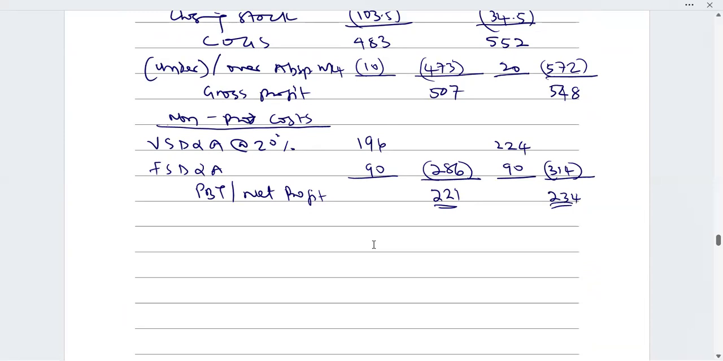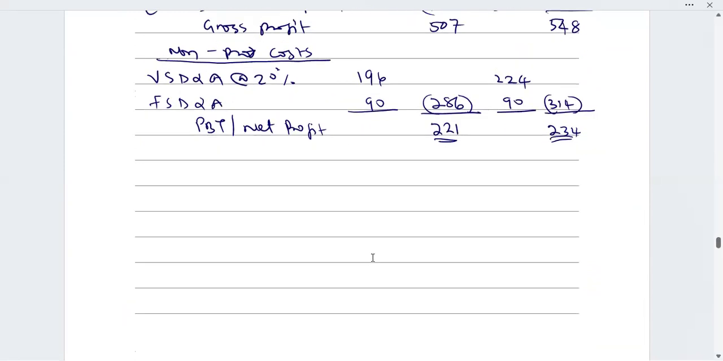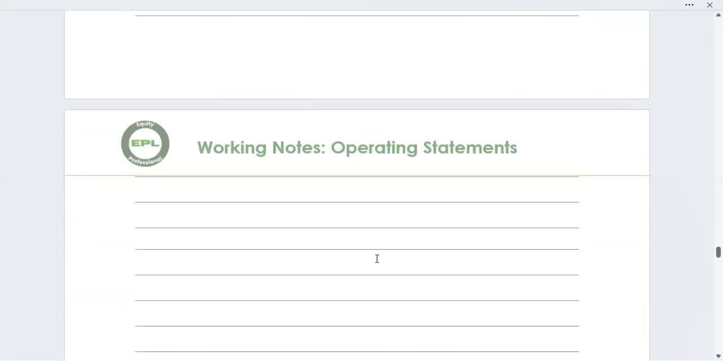So at this point, even if the examiner did not ask you to do a reconciliation statement, to be sure that what you have done is correct, you need to prepare your reconciliation statements. Let me call this one C. Reconciliation statements. So March, September.